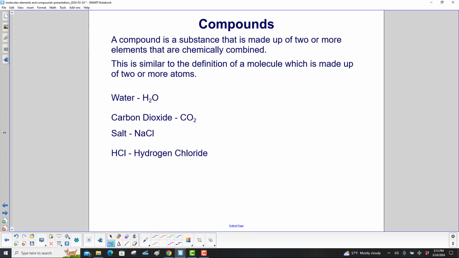A compound is a substance that is made up of two or more elements that are chemically combined. This is similar to the definition of a molecule, which is made up of two or more atoms. And the formulas for the compounds are just the same as the formulas for the molecules.